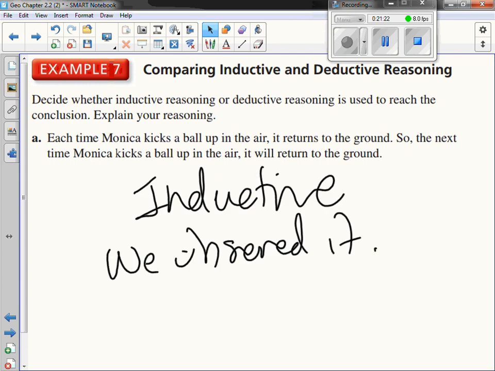So we look back at this one here. Each time Monica kicks a ball up in the air, it returns to the ground. Are we starting to see the main difference between the two? Because it's very tempting to say, well, obviously we know that it's going to return to the ground. That's a fact. No, that's us implying our knowledge, the knowledge that we brought into this, that gravity is going to pull it back down.